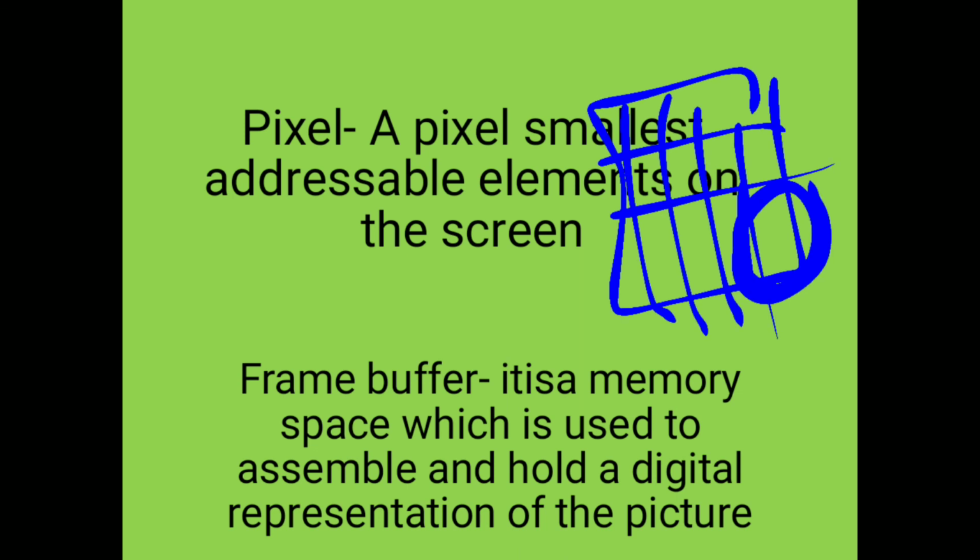See, in order to see any picture or any picture information in a video, it is stored in these small elements. So this memory space we call a frame buffer. It is a memory space which is used to assemble and hold the digital representation of the picture. This is about the graphical workstation.